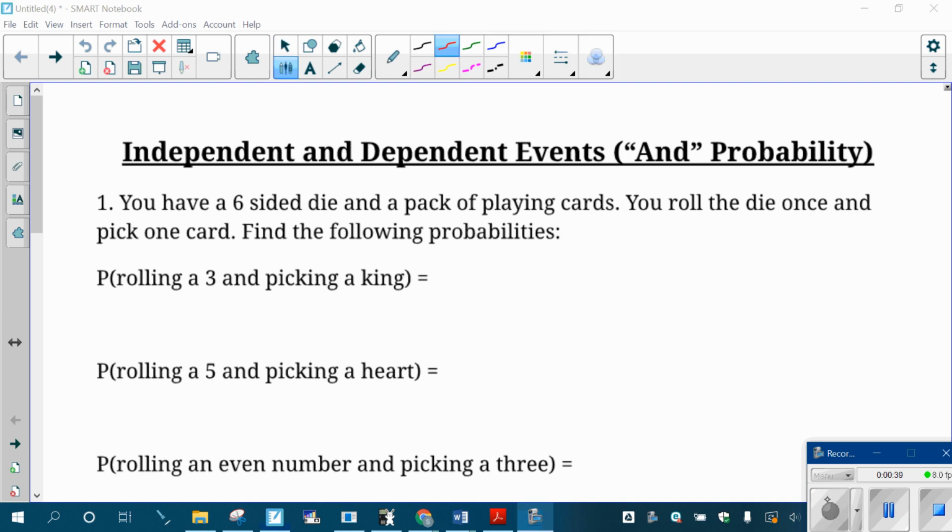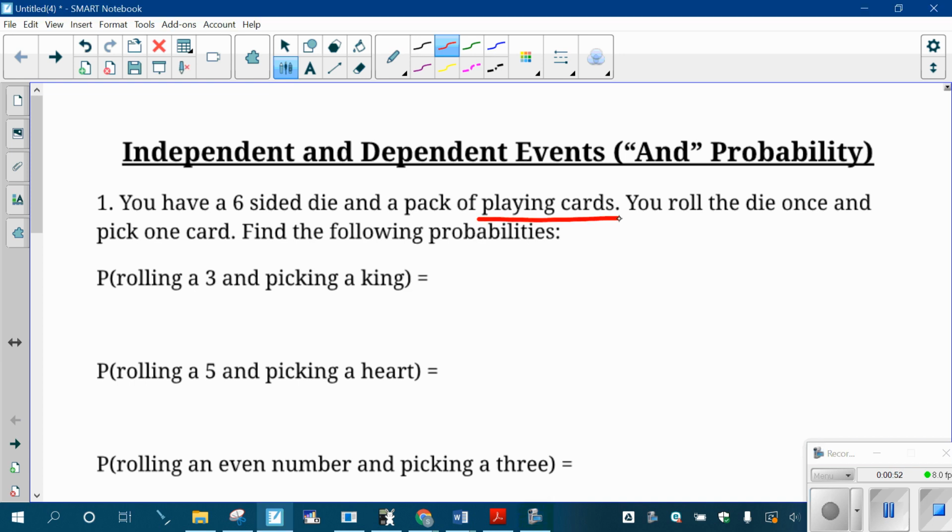Okay, this first one I think won't be too bad. So, you have a six-sided die and a pack of playing cards. You roll the die once, you pick one card. If you don't know what the different cards are, you can always look that up online. There's 52 cards, there's 4 kings, 4 queens, 4 aces, like that. So what's the probability of rolling a 3 on the die and picking a king?